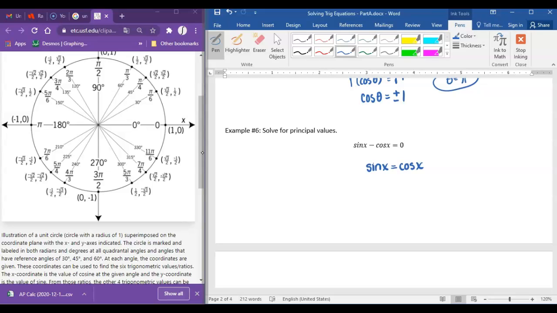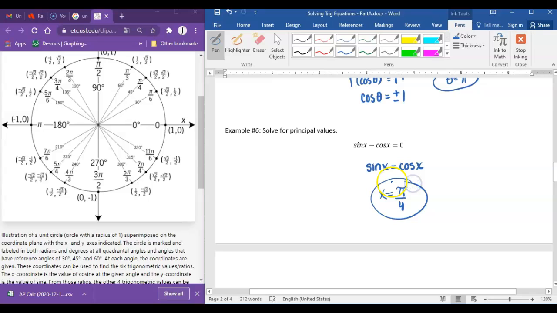For pi over 6, cosine is square root of 3 over 2, sine is 1/2. Those are not equal to each other. But right here at pi over 4, cosine is square root of 2 over 2 and sine is square root of 2 over 2. So they're equal to each other right here. So x here would equal pi over 4 because that's where sine and cosine are equal. Now, for principal values, we're looking either first and fourth or first and second. The only place this happens right here is in that first quadrant.